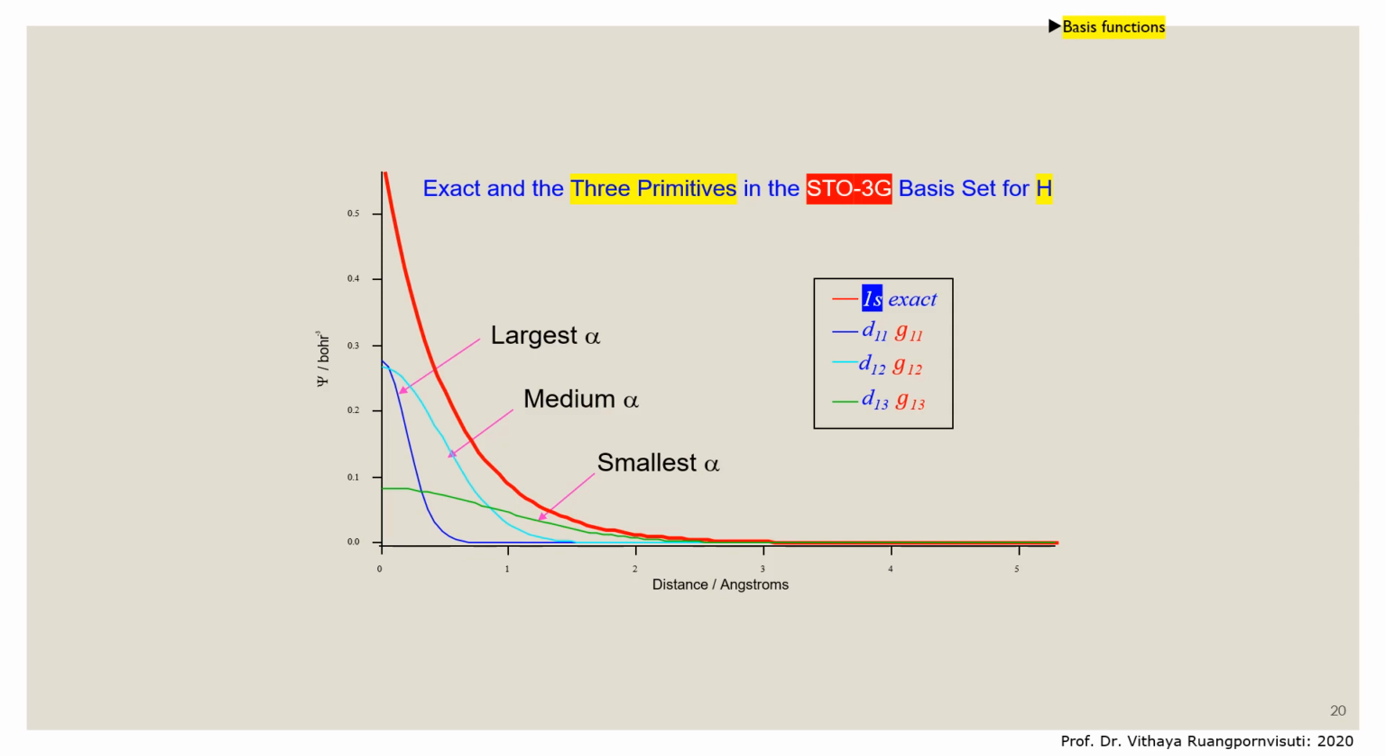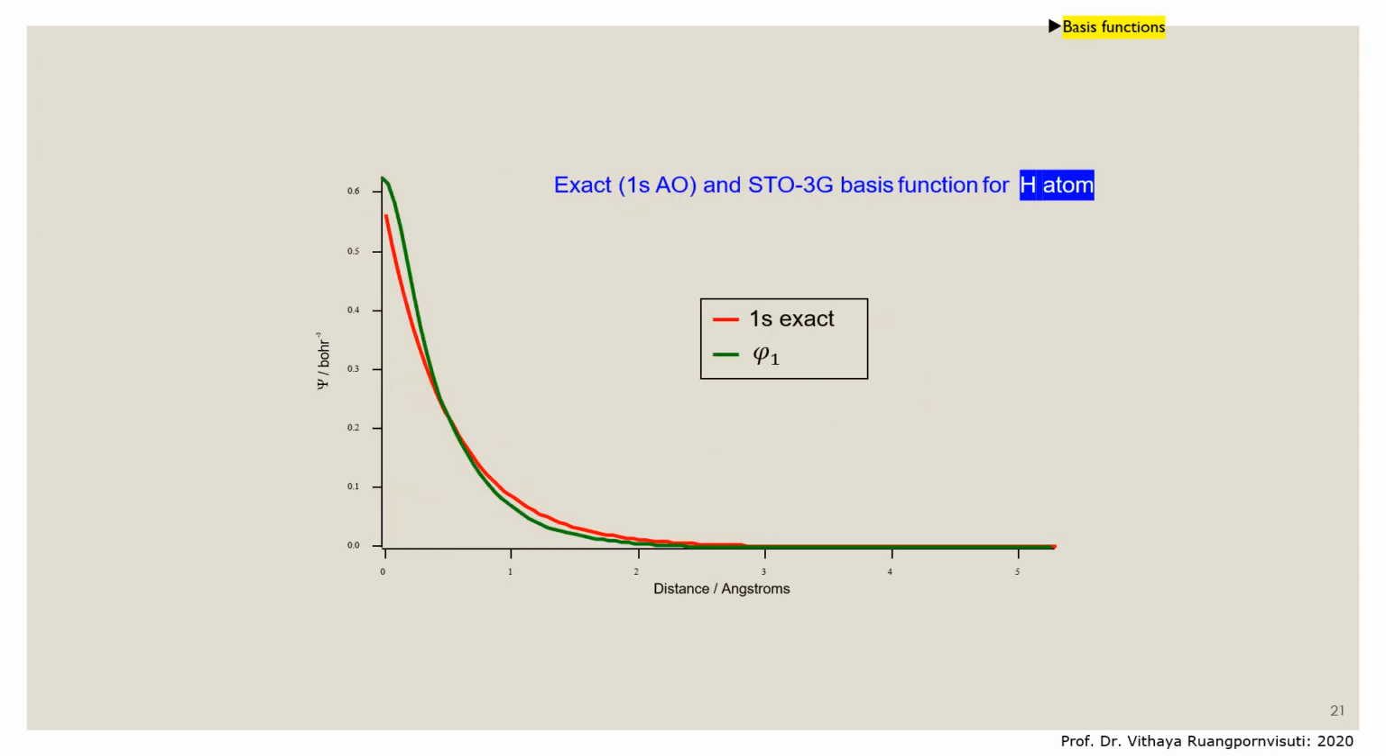If we combine the primitive terms, we get this figure: the exact 1s atomic orbital and the STO-3G basis function for the hydrogen atom. It shows that the 1s orbital computed using the minimal STO-3G basis is in agreement with the exact 1s solution.